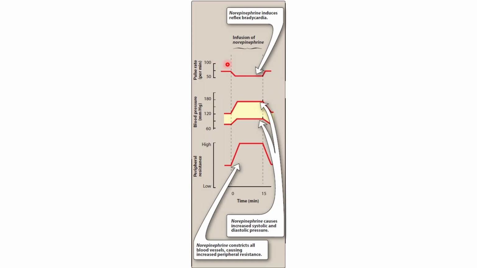Norepinephrine induces reflex bradycardia, because it mostly acts on alpha receptors, less on beta. That is why the reflex bradycardia is seen, and it increases the systolic and diastolic blood pressure. It also increases the peripheral resistance.